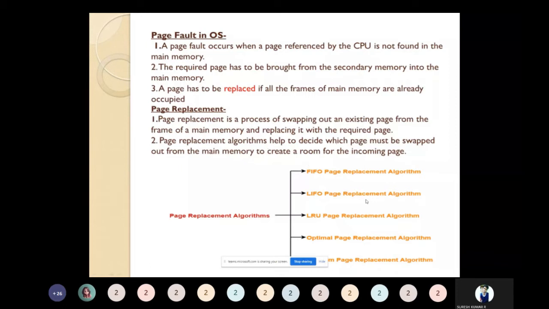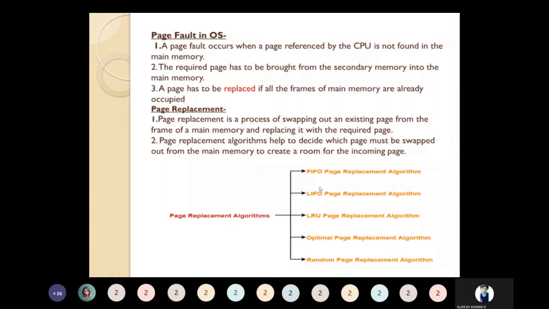There are 5 replacement algorithms available: FIFO, that is first in, first out; LIFO, last in, first out; LRU, that is least recently used; the optimal page replacement algorithm; and the random page replacement algorithm. These are the 5 page replacement algorithms. We are going to solve some problems from these algorithms.